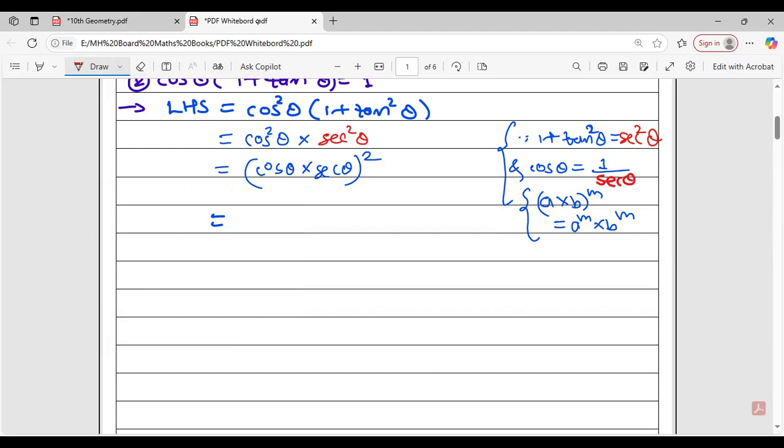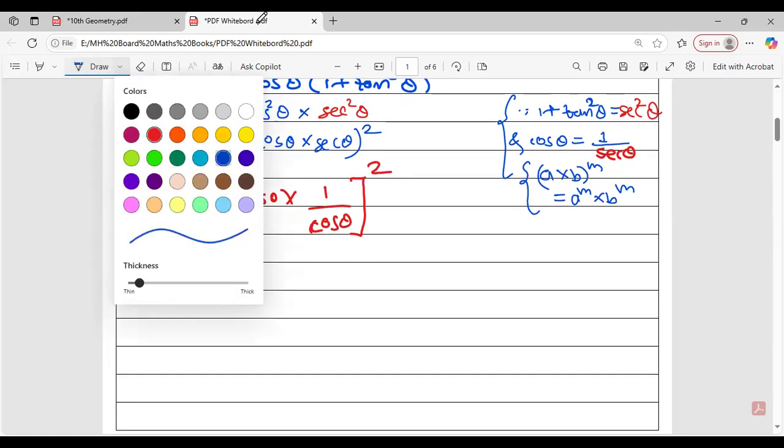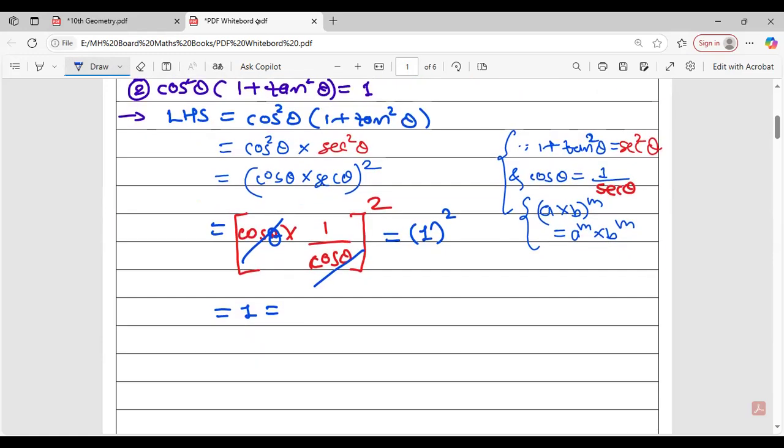Now, what is 1 over cos theta? 1 upon cos theta is sec theta. So it is cos theta into 1 upon cos theta, which is sec theta, and its square is there. So this cos theta will get cancelled with cos theta, and it will look like 1 square. It is 1, which is exactly RHS, and hence proved. Understood?